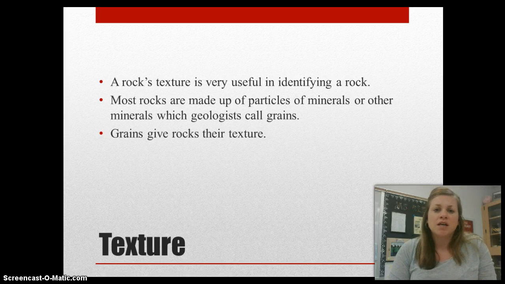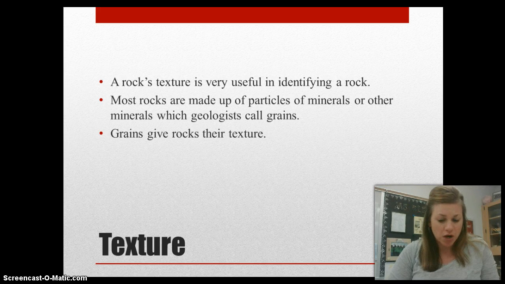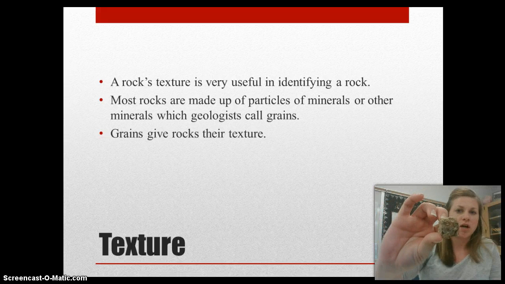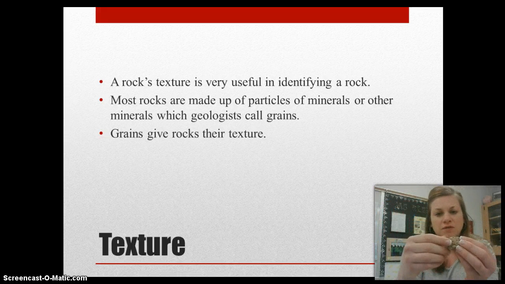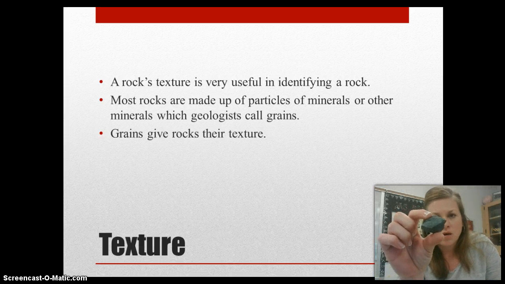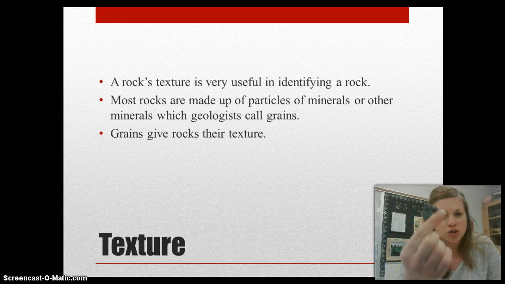Now, the texture is very useful in identifying a rock. Rocks can be smooth, they can be rough, they can be jagged. So there's different textures that make up these rocks. Most rocks are made of particles or minerals which geologists call grains. Grains give rocks their texture. There's coarse grain. So for example, this rock, I don't know if you can see it very well, is considered coarse grain. It's very large, you can see the different components of it. This one would be fine grain. Okay? It's very small, tiny texture.